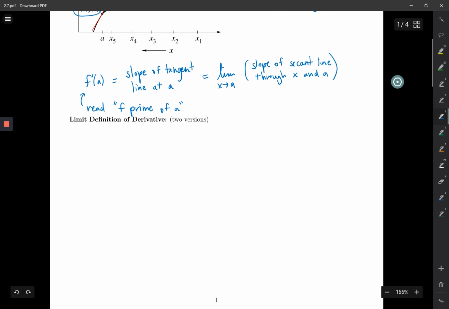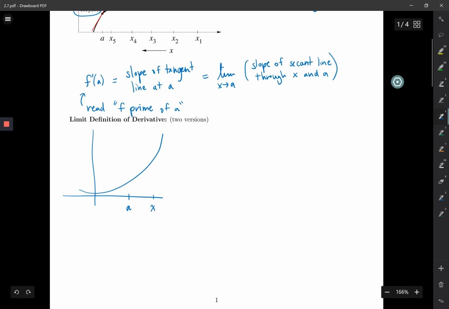So I'm going to actually write all of that down. So we're going to have two different definitions of the derivative, but they're really the same. So I will hopefully be able to convince you of that. So I'm just going to draw a picture of a function, looks something like this. And here will be the point in question, the point a, right? And then, so we want the slope of the tangent line, and we want to write that as the limit of the slope of the secant line through x and a.